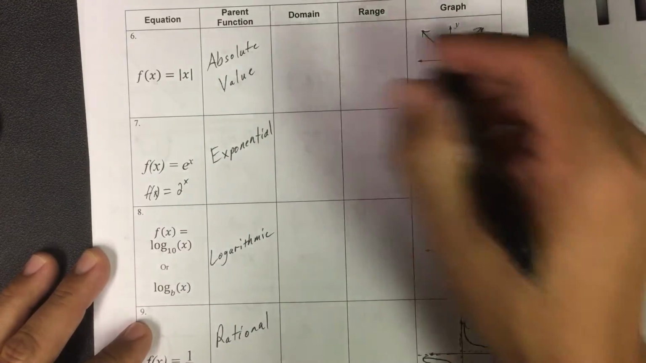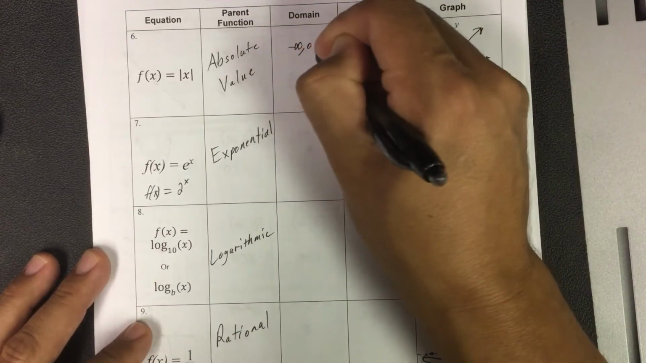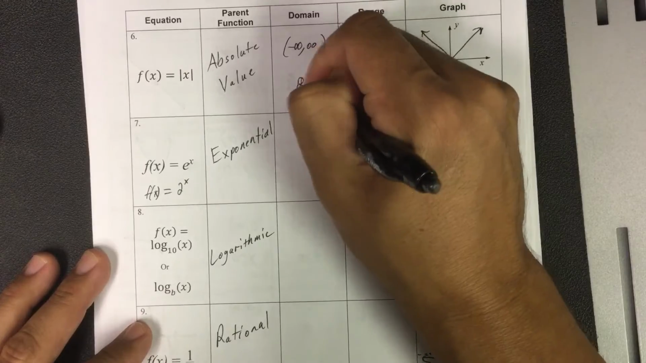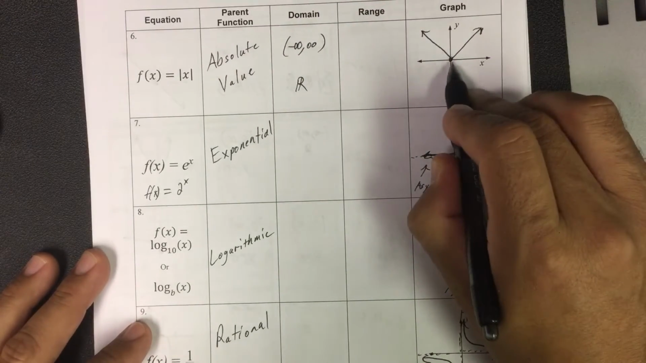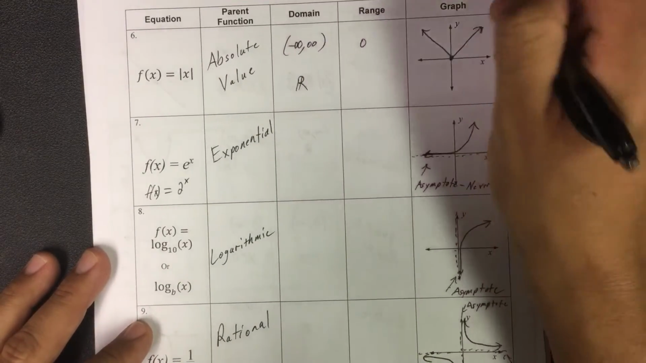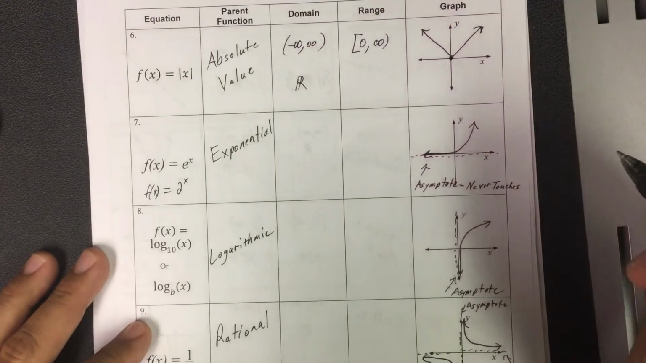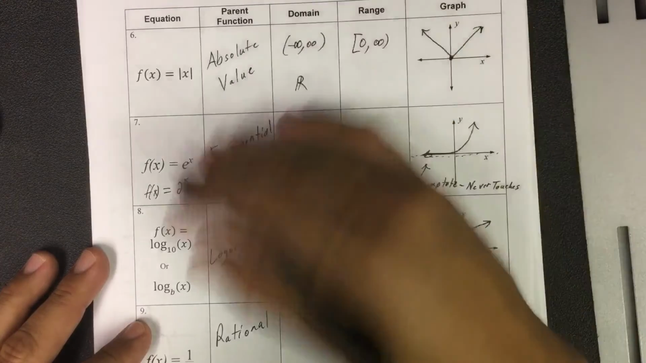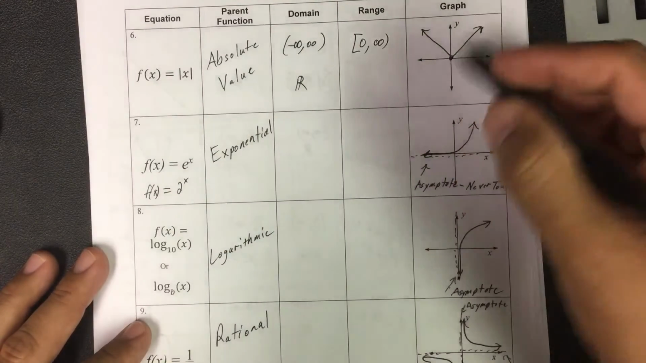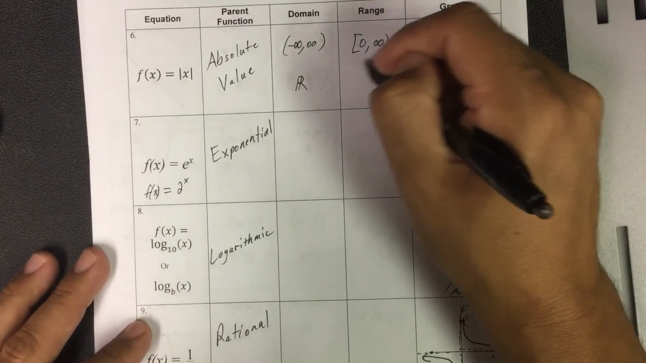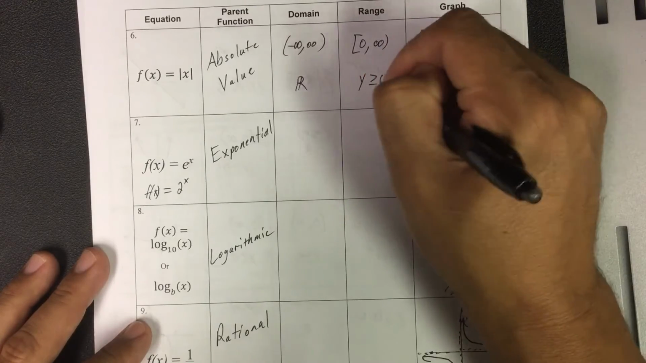Again, arrow left, arrow right. All real numbers. But it starts at 0 and goes up to infinity. Again, there's a dot, so I include the 0. Okay, everything is included so far. We haven't had asymptotes. These last three have asymptotes. So this is y is greater than or equal to 0.